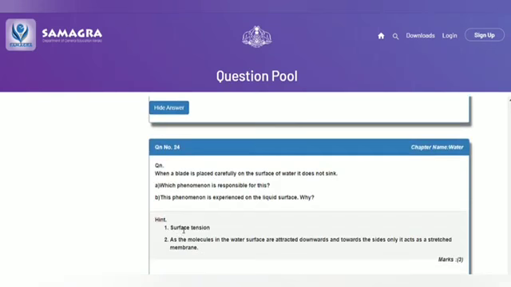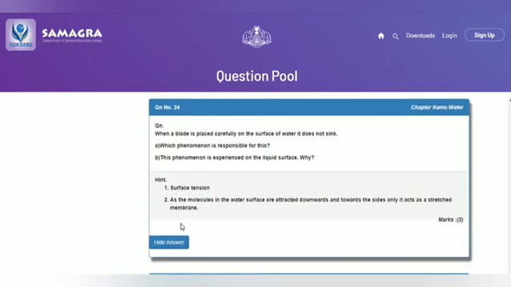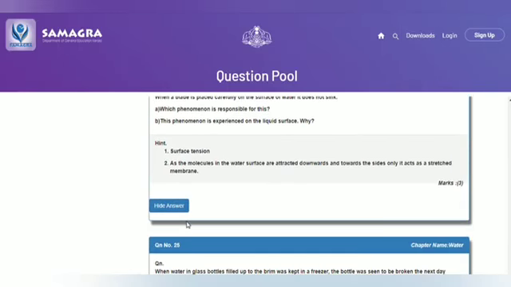When a blade is placed carefully on the surface of water, it does not sink. What phenomenon is this? It is surface tension. This phenomenon is experienced on the liquid surface. Why? As the molecules in the water surface are attracted downwards and towards the sides, they act as a stretched membrane.